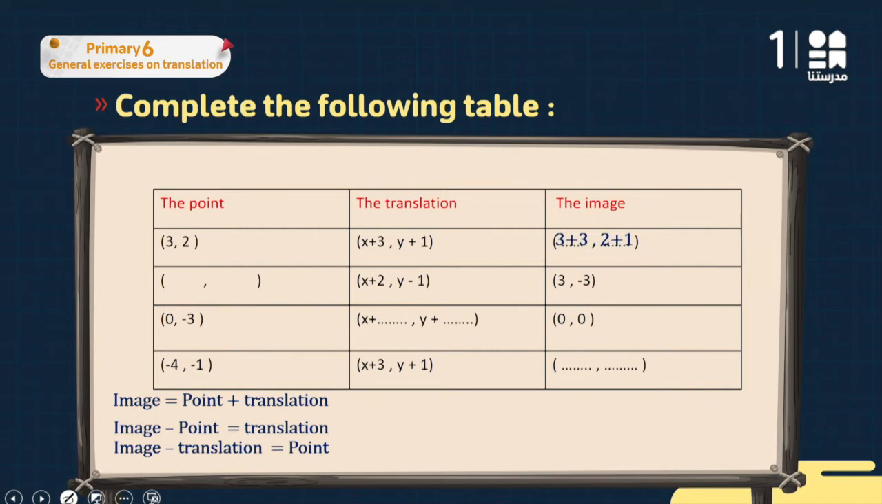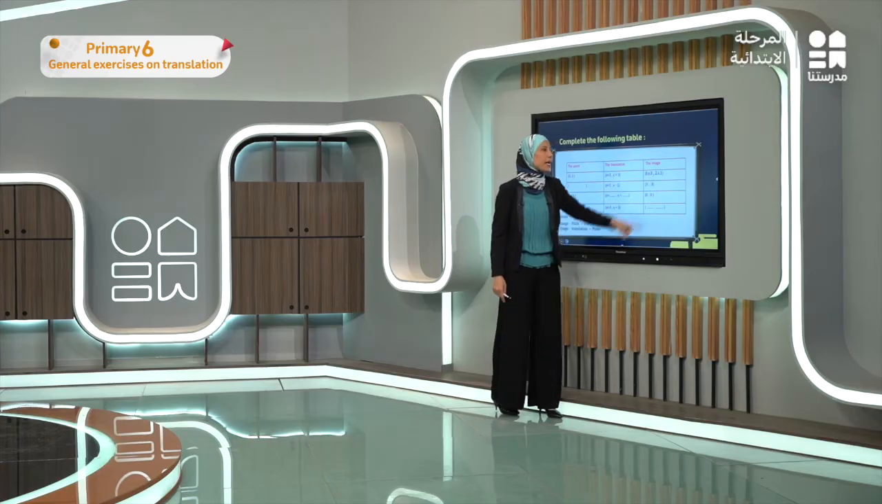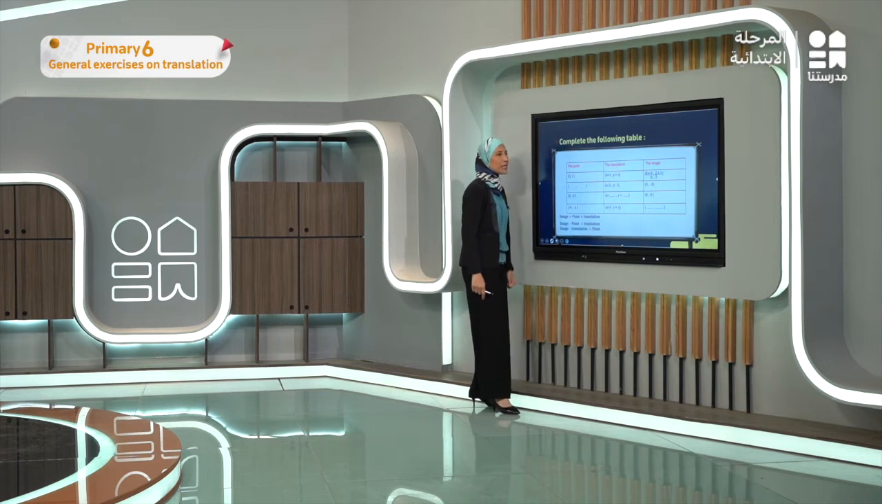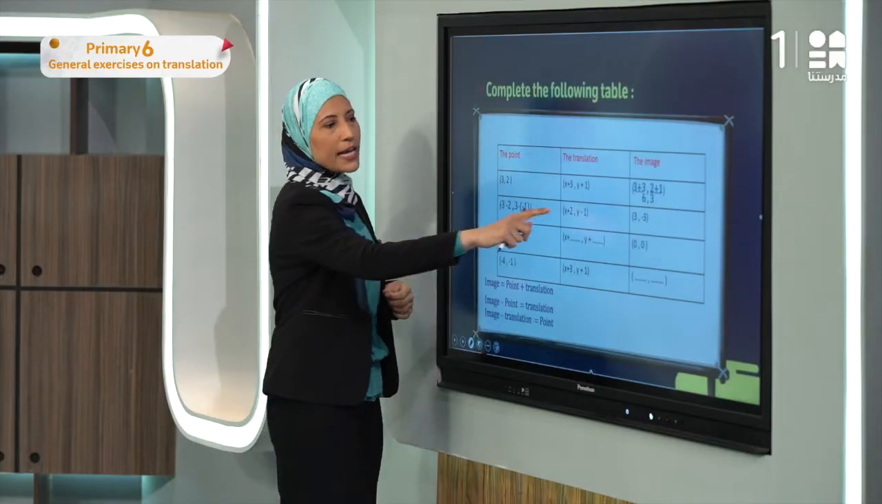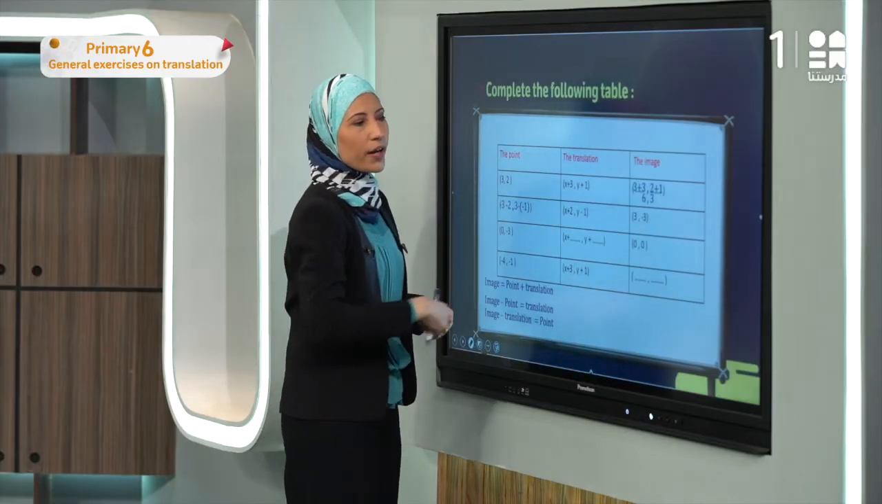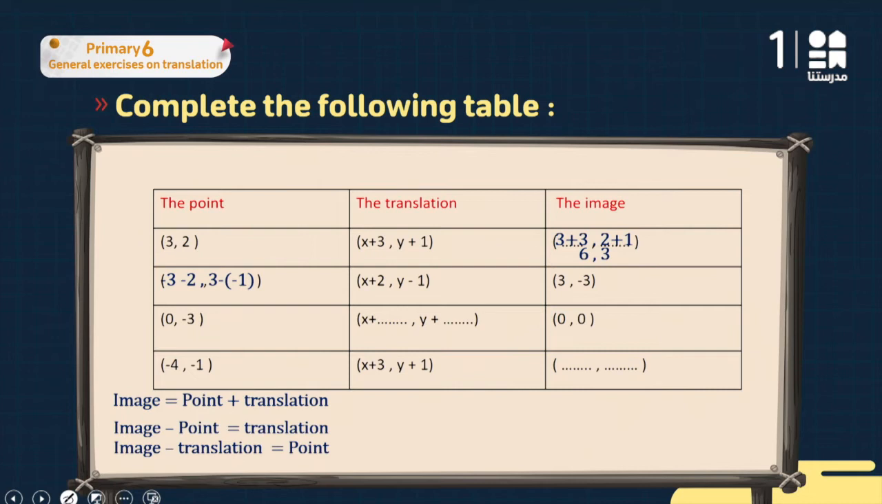We said 3 plus 3 and 2 plus 1. So my number in x, the image in x, will be 6 and 3. So it will be 6 and 3. This is my image. The second one I have x plus 2, y minus 1. And the image was 3 and negative 3.